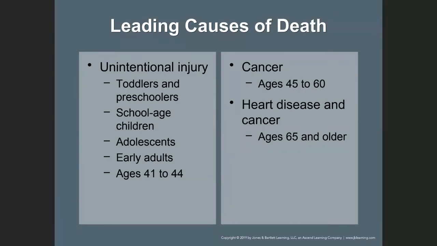Now, leading cause of death. Unintentional injuries would be linked to your toddlers, preschoolers, school-age children, adolescents, and early adults, up to ages 40 to 44. Between 45 and 60, it's cancer. Above 60, specifically 65 and older, it's heart disease and cancer.